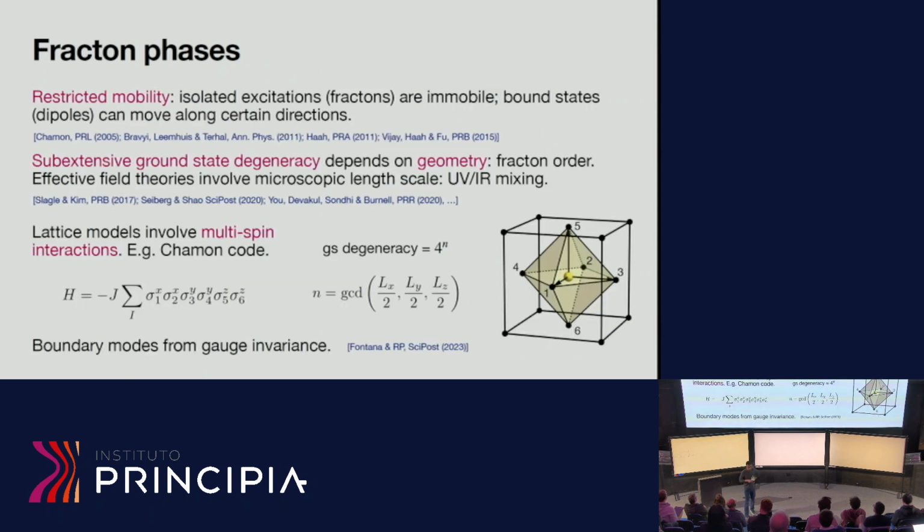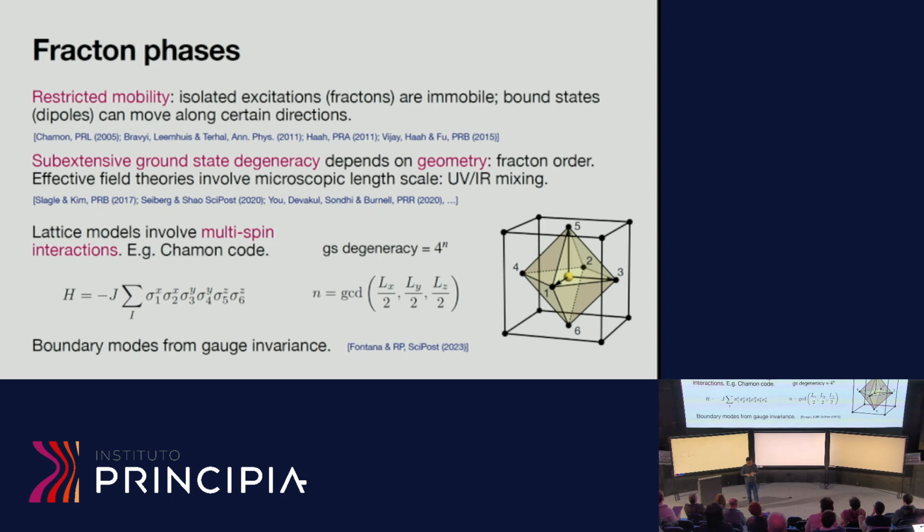And even more exotic than quantum spin liquids are fracton phases. This comes with a number of interesting properties that we heard about in previous lectures and talks. One very important thing about fractons is that you get excitations with restricted mobility. Isolated excitations can be immobile. These will be the fractons of the theory, but you can form mobile excitations by forming bound states. These are the dipoles, which also have restricted mobility, in the sense that they can only propagate along certain directions of the lattice.